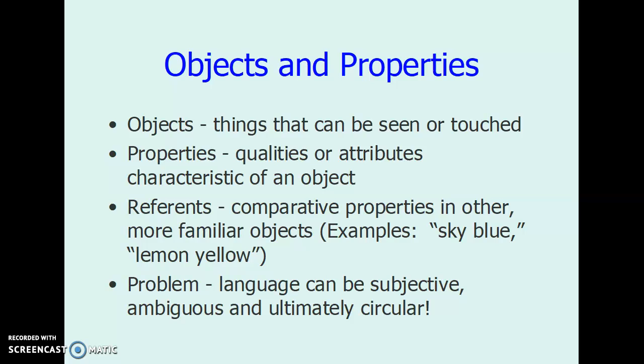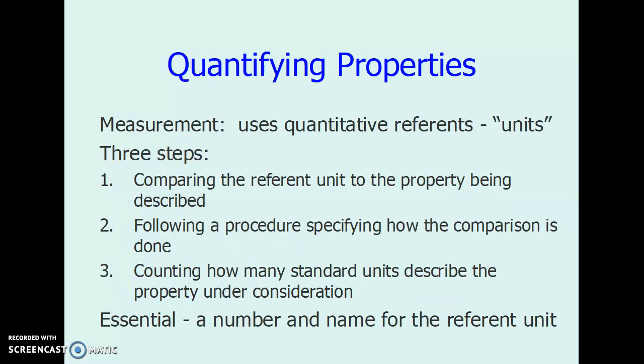A problem: language can be subjective and ambiguous. Fortunately, most sciences have very, very specific definitions for things. Okay? So when we quantify properties, we use measurement. We compare them to standards that have been agreed upon. We compare the referent to the property being described. We follow a procedure specifying how the comparison is done. And we count how many standard units describe the property under consideration.